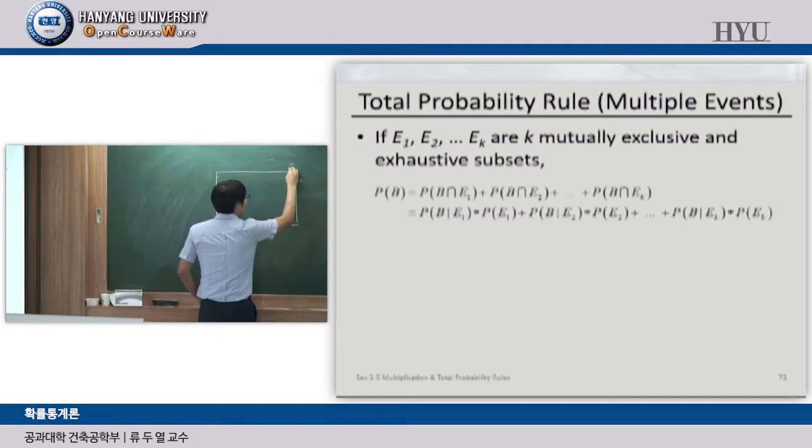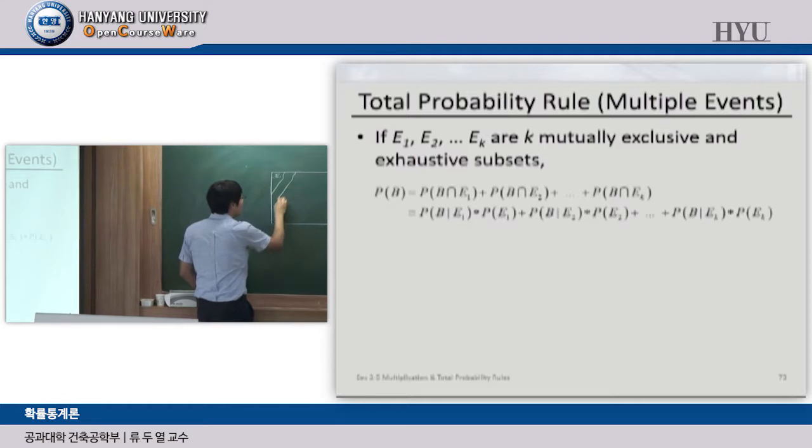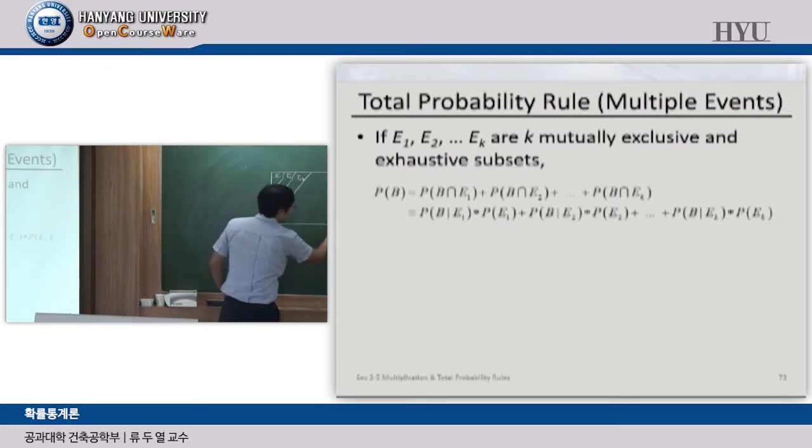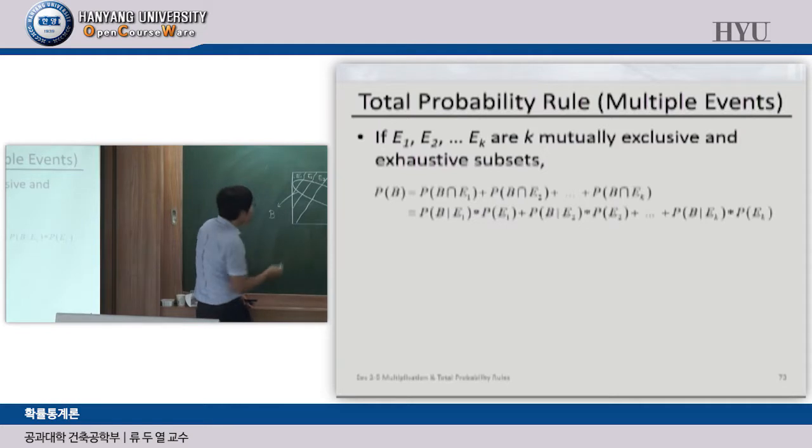If we assume that we have a sample space here, and as was discussed, these are k mutually exclusive sets, so we can express them as E1, E2, E3, up to Ek, okay? And if we assume that there is a subset B here, this is the subset.